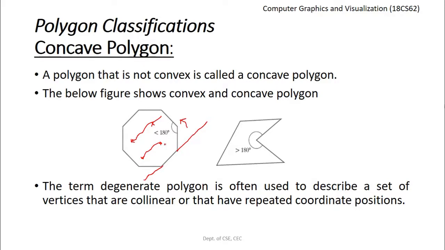Then let us see what you mean by a concave polygon. A polygon that is not a convex polygon, by default it becomes a concave polygon. So a polygon that is not convex is called a concave polygon. Now here we can see the polygon on the right hand side is a concave polygon. The term degenerate polygon is often used to describe a set of vertices that are collinear or that have repeated coordinate positions. So let us check the conditions here once again.